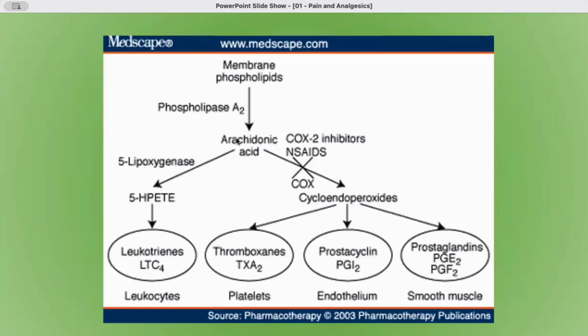The enzyme that leads to production of the thromboxanes and prostaglandins is called COX, cyclooxygenase. Cyclooxygenase is the pharmacologic target of a class of drugs we'll be talking about today, which are the NSAIDs. And then you have 5-lipoxygenase, which catalyzes conversion of arachidonic acid to leukotrienes.